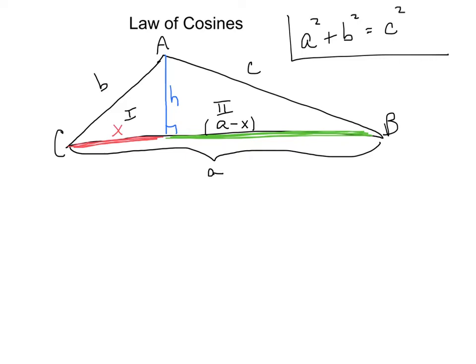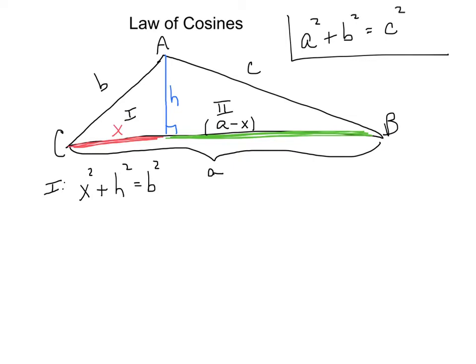Now my Pythagorean theorem says, and let's do triangle number 1 first, a squared plus b squared is c squared. So in triangle number 1, I'm going to use x for one leg, h for a second leg, and b for the hypotenuse, because that's how it's labeled. So I'm going to have x squared plus h squared equals b squared.